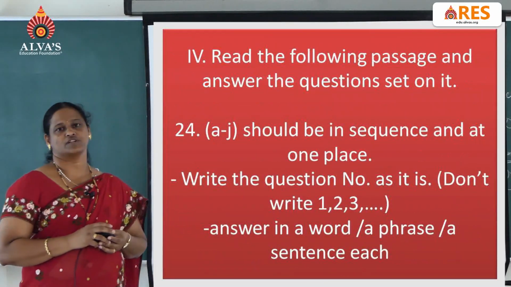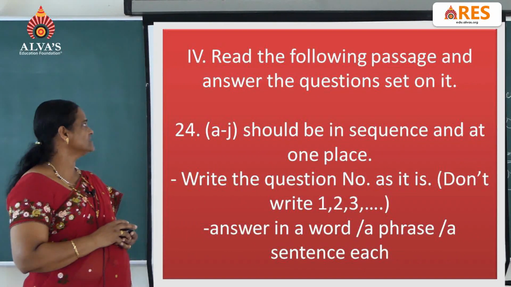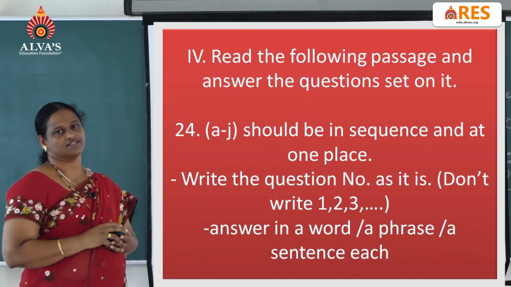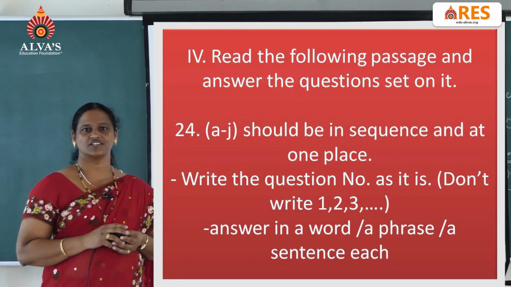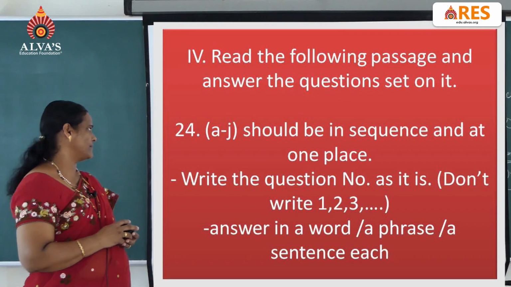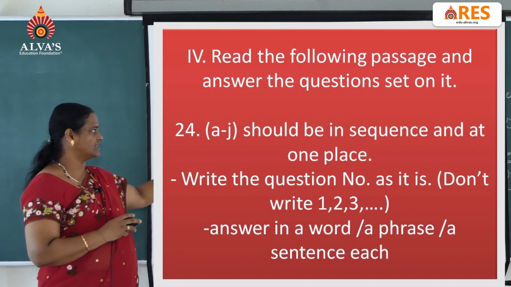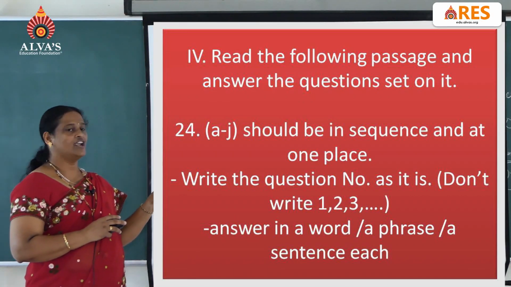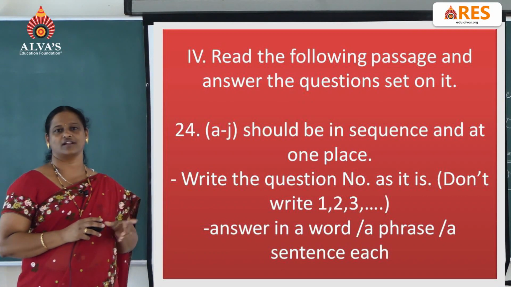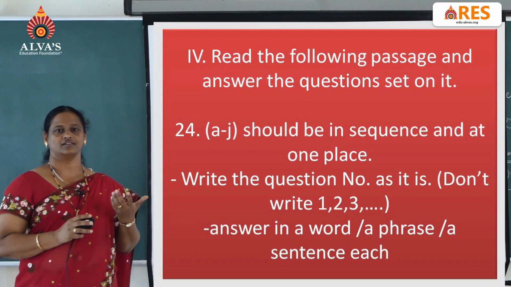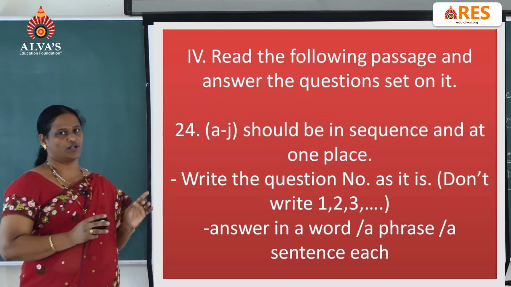This is question number 24. Read the following passage and answer the questions set on it. If you remember, in the beginning of the question paper, there was an instruction related to this question. The questions are from A to J. There are 10 questions, and A to J should be written in sequence and at one place. You cannot write after A, D and then C and B. It has to be in sequence and at one place.